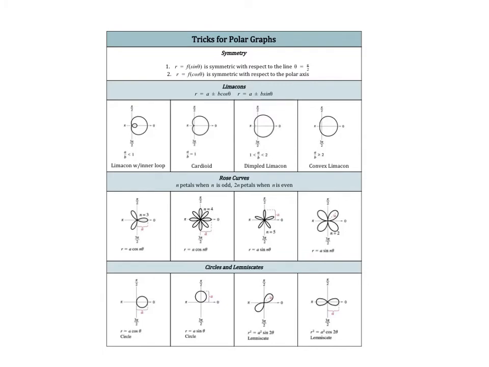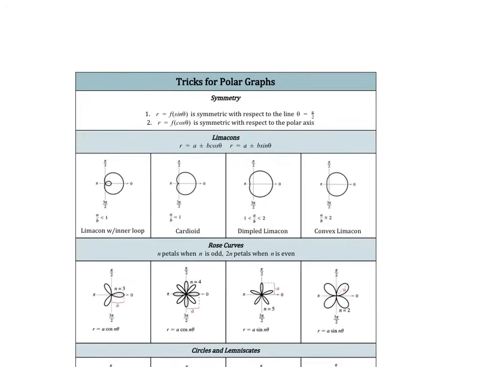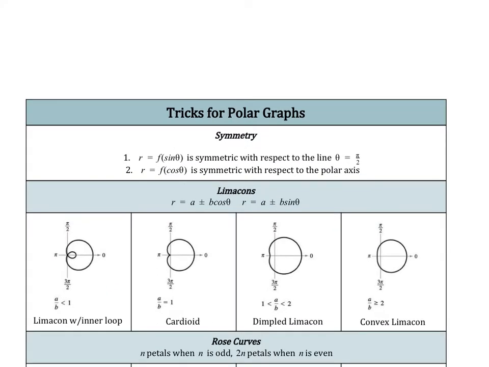So here is a list of tricks that you can use to help you graph polar equations. When I have a polar equation, the first thing I'm going to check for is the symmetry. So we're going to be working with two types, sine and cosine. If you have a sine equation, you know that the graph is going to be symmetric with respect to the line theta equals pi over 2, which used to be what we called the y-axis. And if you have a cosine equation, it's going to be symmetric with respect to the polar axis, which is what we used to refer to as the x-axis.